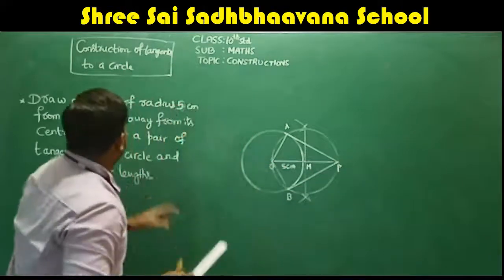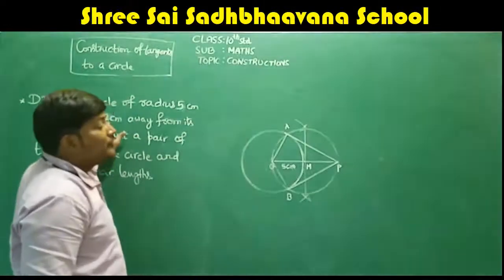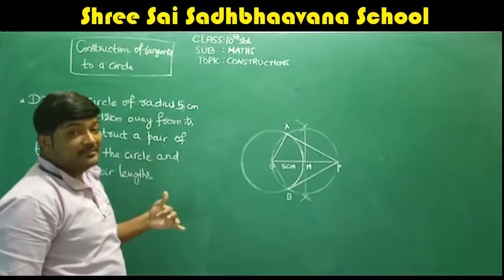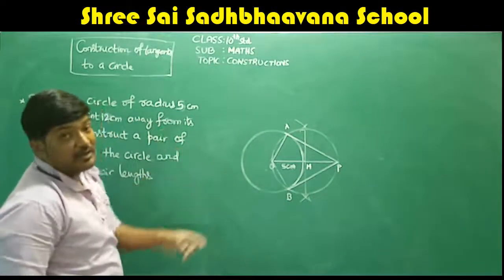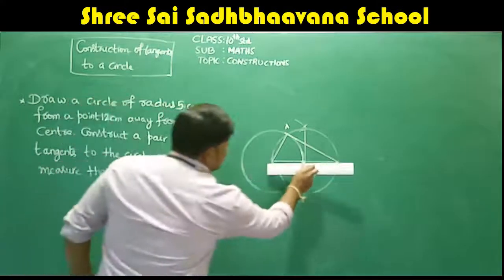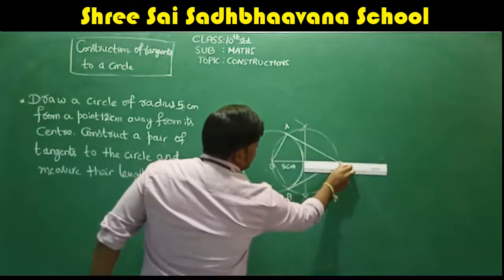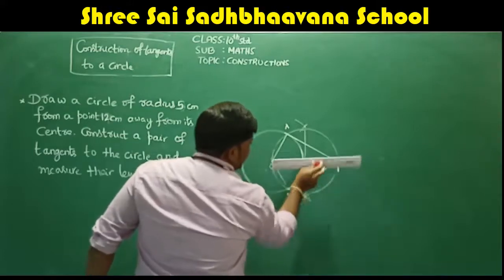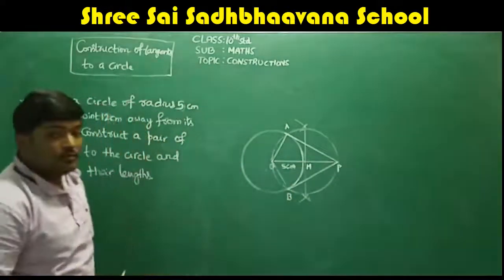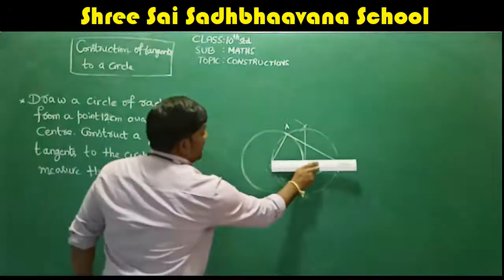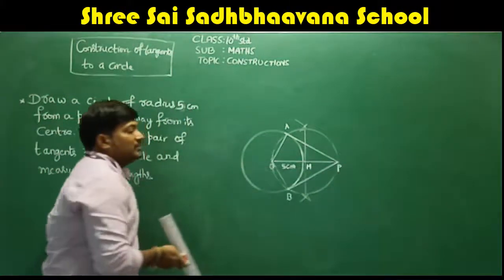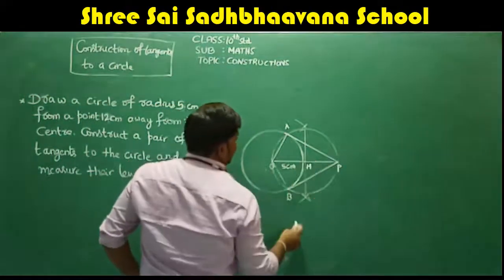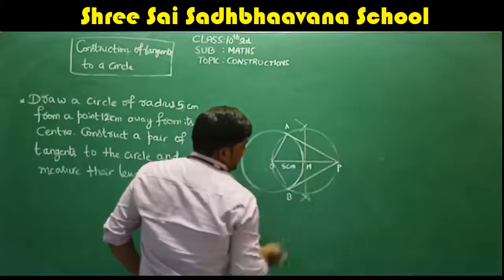Why from the center? Because we have to draw the tangent from the point outside. That should make 12 centimeters distance from the center of the circle. Again, I am telling you, from the center, not from the end point of the circle or outside the circle. Remember, from the center, it should make 12 centimeters. So OP, I took point P, 12 centimeters.